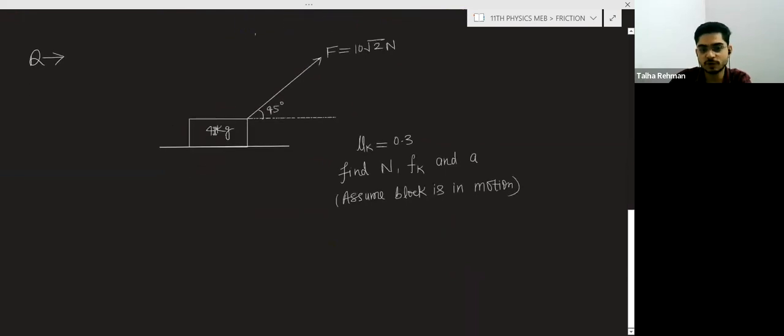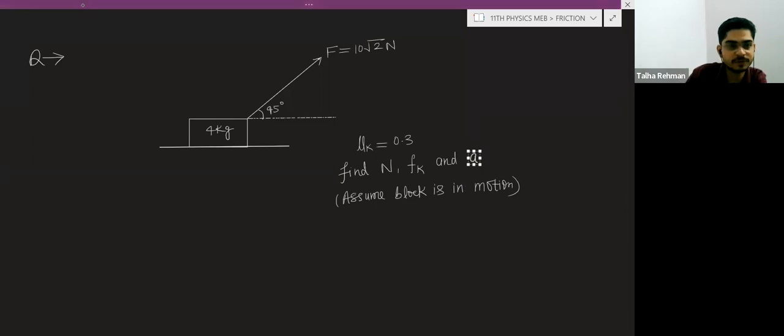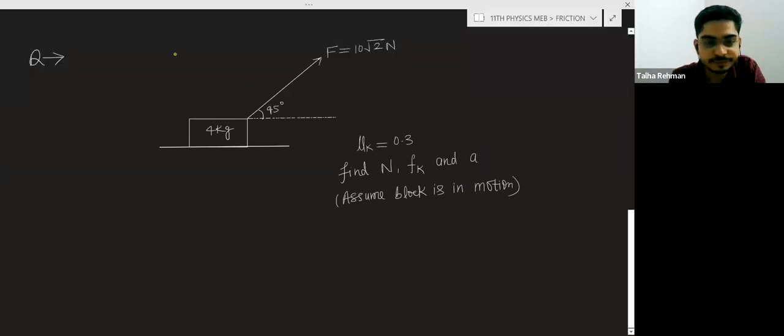This is one block of 4 kg. A force is acting in this direction, and this angle is 45 degrees. Coefficient of kinetic friction is given as 0.3. We have to find the normal reaction, the kinetic friction force, and the acceleration of the block. Assume the block is in motion. One by one, step by step, we will solve.